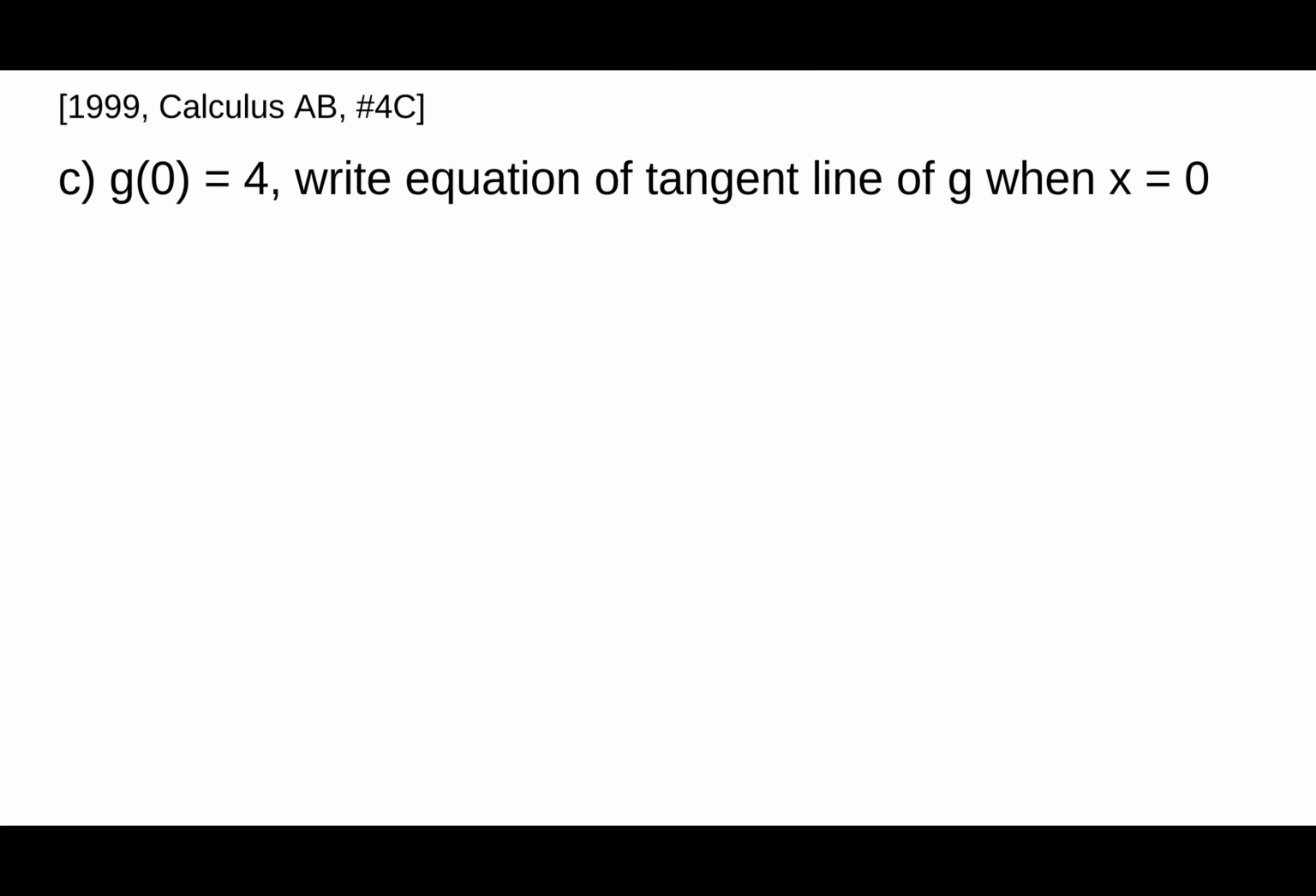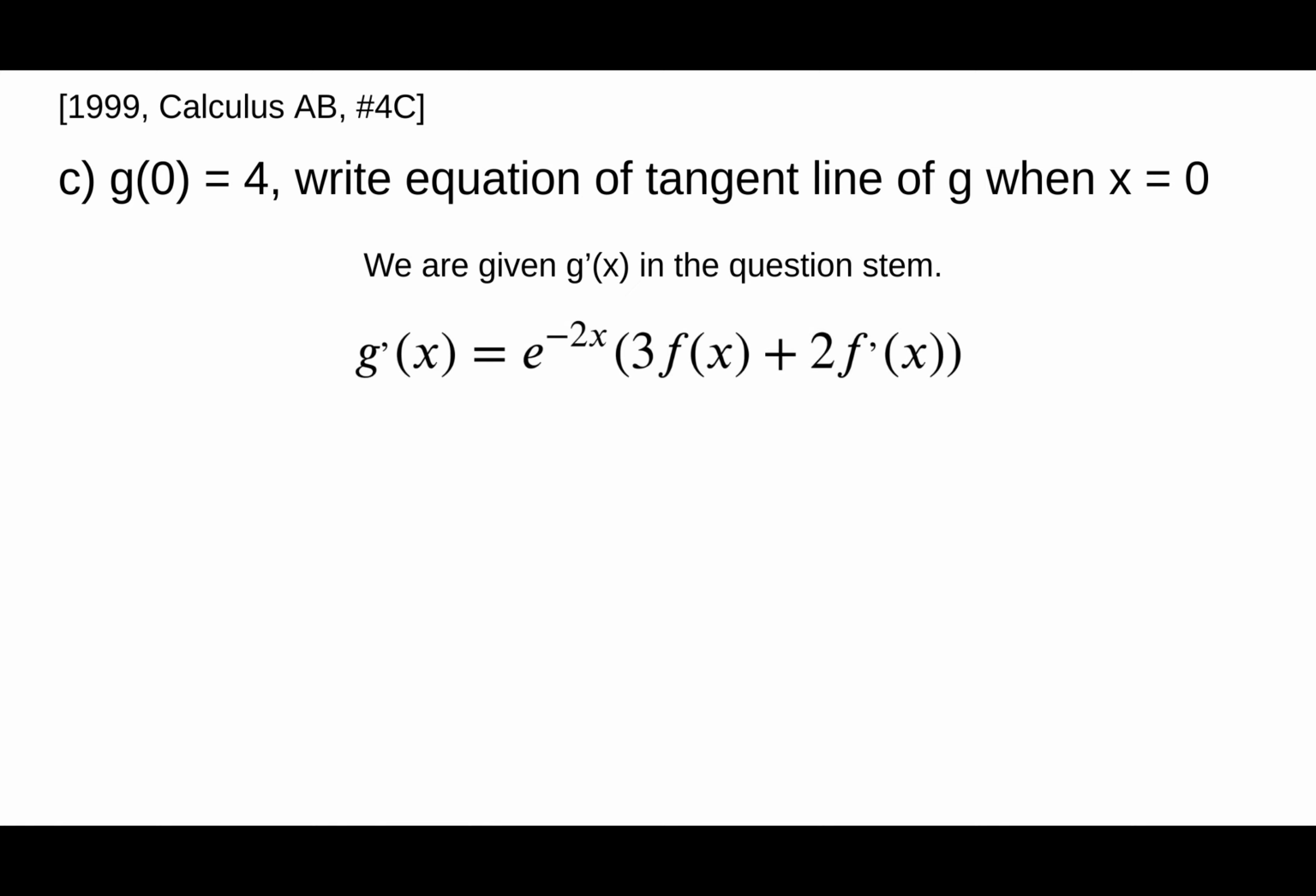In part C of the question, we are given that the function g, whose derivative we are told in the question stem, has the property that g of 0 equals 4, and then we are asked to write an equation of this tangent line of g when x is equal to 0. Okay? So we're given the derivative expression for g in the question stem. It's kind of a complicated expression, but we're also substituting x equals 0 in, so that makes the arithmetic much easier.